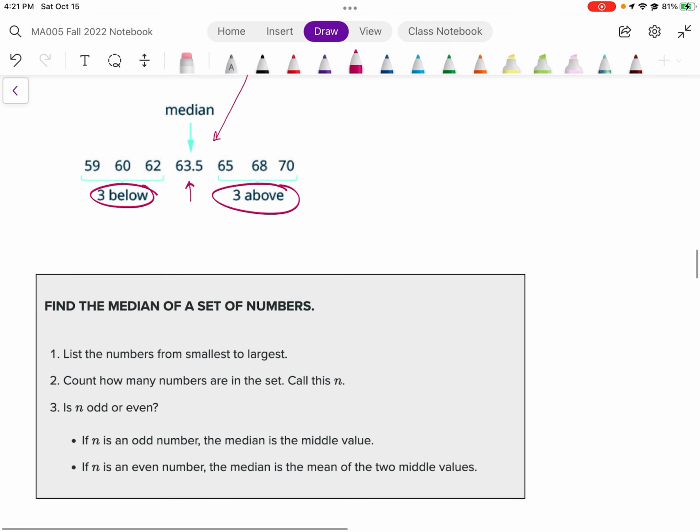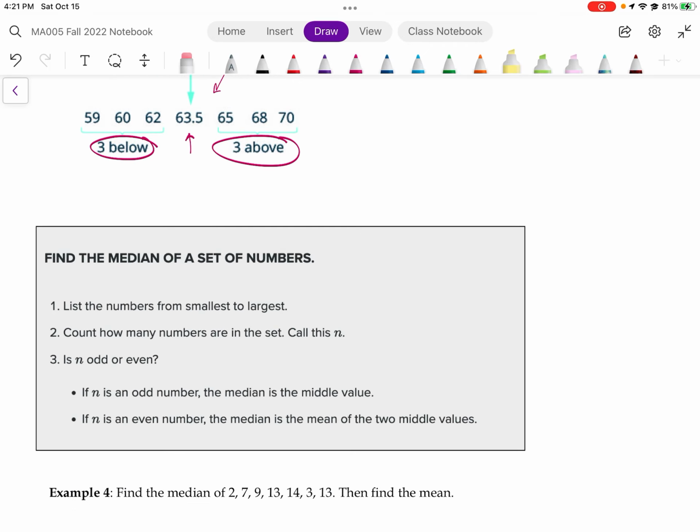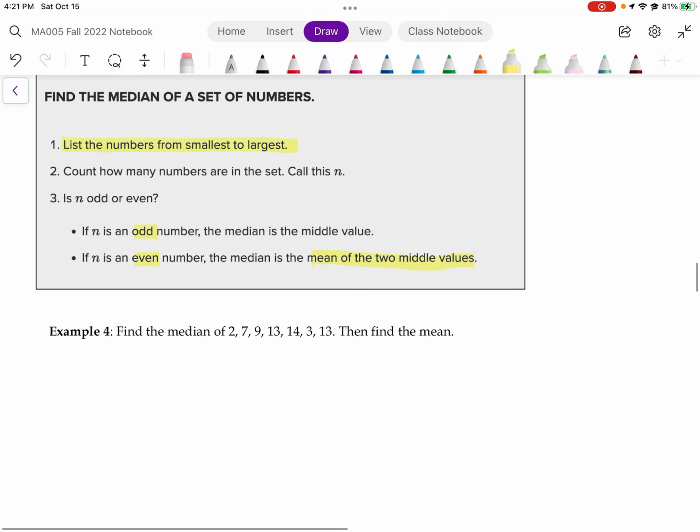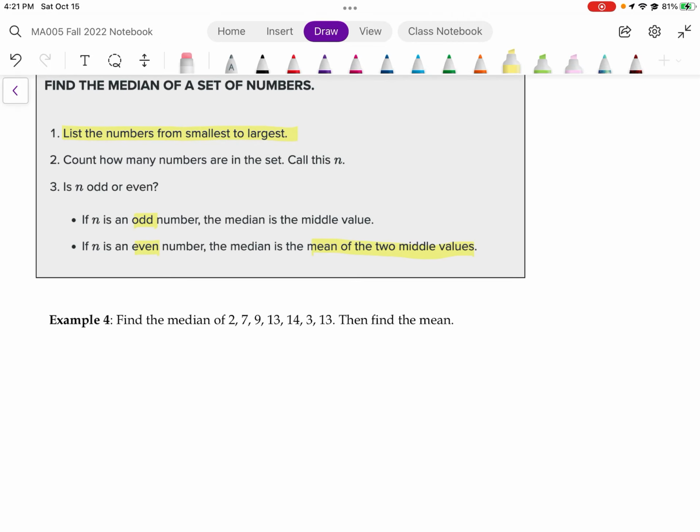All right, so finding the median, you're going to list the numbers from smallest to largest. Do not forget this step. The answer will be wrong. Count how many numbers are in the set. That is n. If n is odd, the median is the middle value. If it's even, the median is the mean of the 2 middle values. All right, so find the median of this list right here. Pause the video and put them all in order and see if you can find the median.